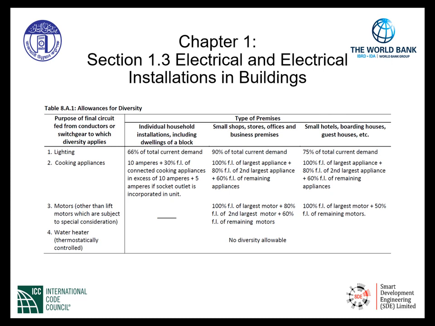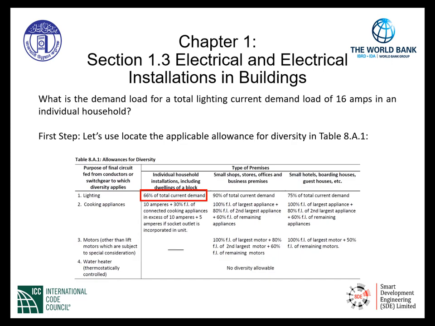We also have types of premises such as small shops, stores, offices, and business premises, and small hotels, boarding houses, and guest houses, etc. With respect to each type of premises, we may be provided with allowances for diversity. Let's go through a few examples regarding this table.